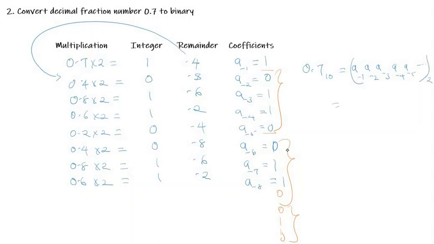This can be written as 0.10110, then 0110, 0110, etc. An overbar can be used to denote indefinitely repeated bits. So in this case, we can write it as 0.10110, and we indicate those repeating bits using an overbar. And this is the answer in binary.